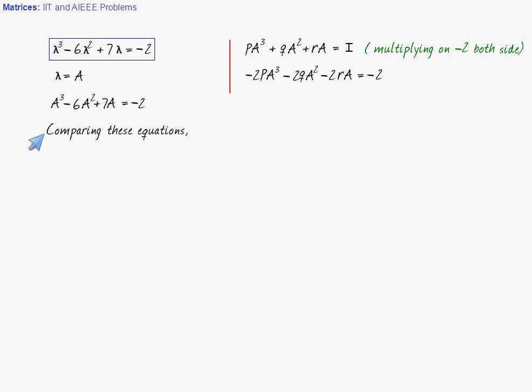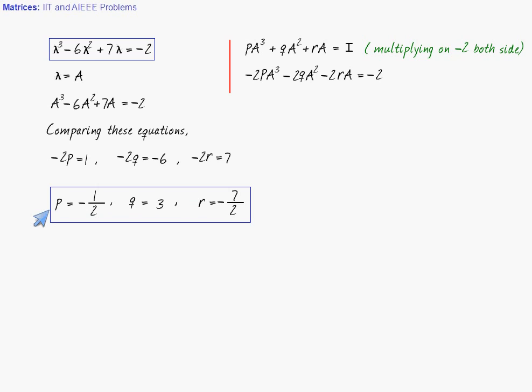Now let me compare the two equations. From here I get the value of minus 2P equals 1, minus 2Q equals minus 6, and minus 2R equals 7. Now if I calculate, the value of P will come out to be minus half, the value of Q will be equal to 3, and R will become minus 7 by 2. So based on the characteristic equation, we have solved this question, and this question is similar to the question that came in the IIT, in which we had calculated the value of C and D.